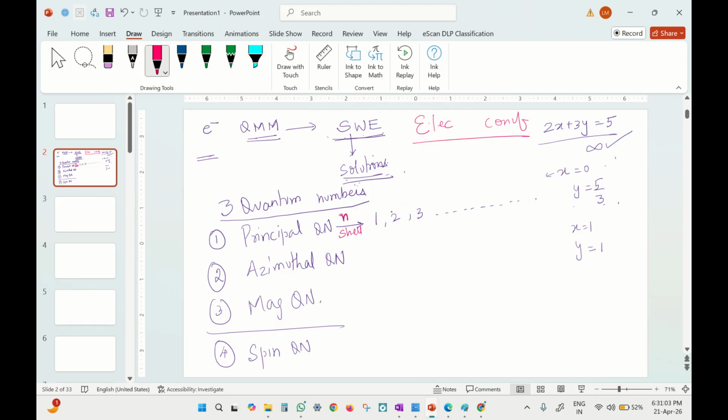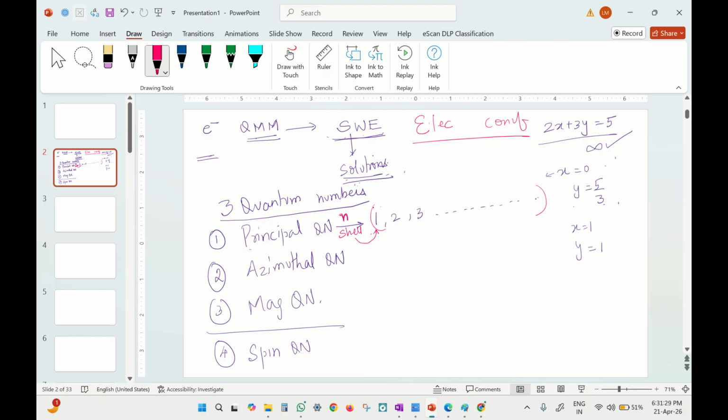Okay. Now, coming to the principal quantum number. The principal quantum number values can range from 1 to infinity. N is equal to 1 to infinity. It cannot have zero value. It cannot have a fractional value. It cannot have a negative value. The allowed value ranges from 1 to infinity. What do they indicate? They indicate the shell number.